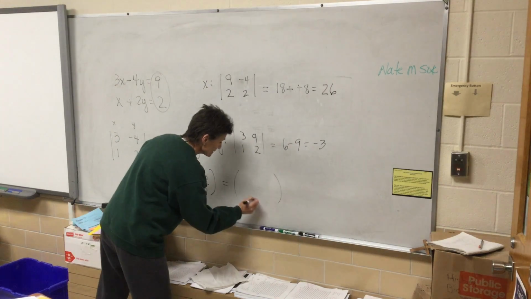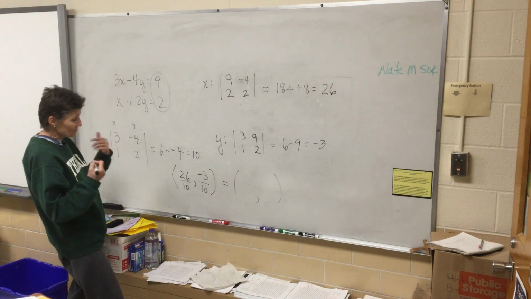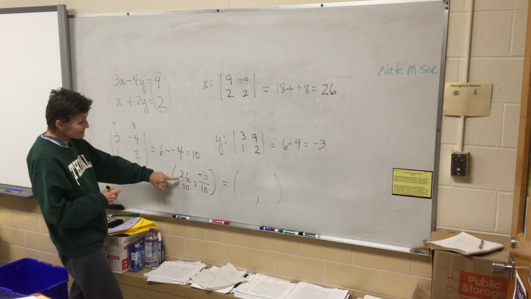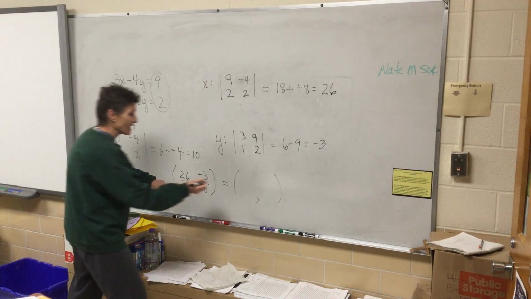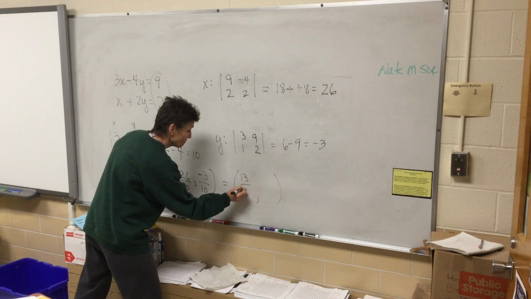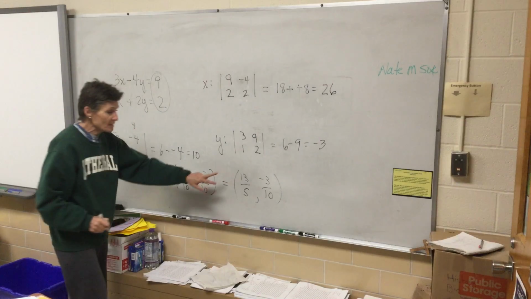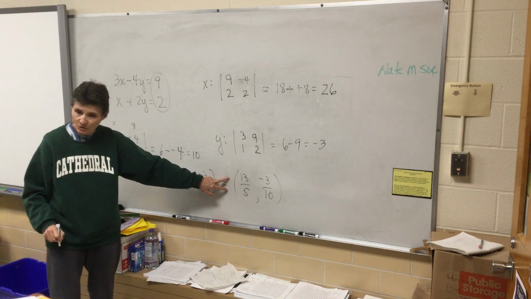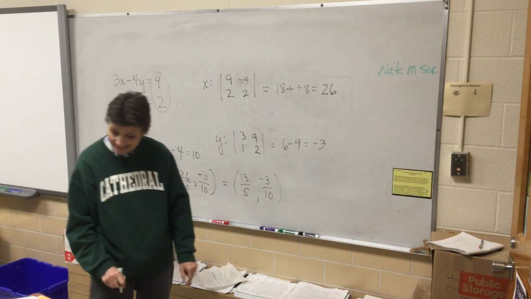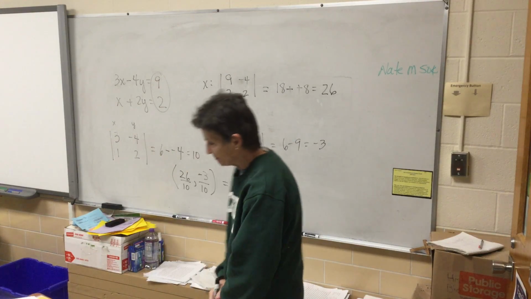Now, sometimes you can simplify, sometimes you can't. This time we can. 26 over 10 is actually 13 over 5. And then negative 3/10 does not reduce. So this would be the final answer that goes into your answer blank.